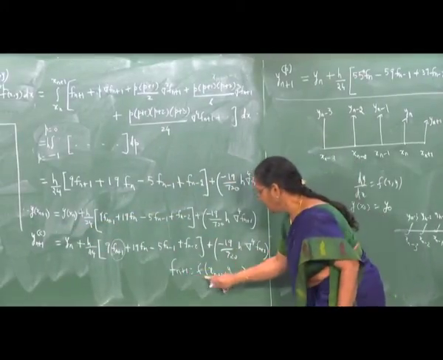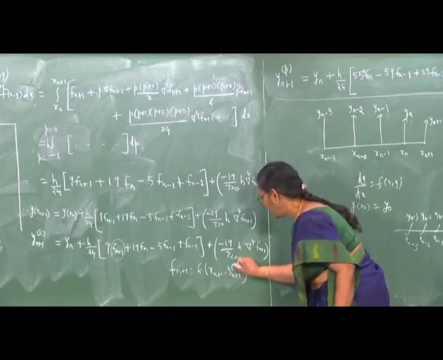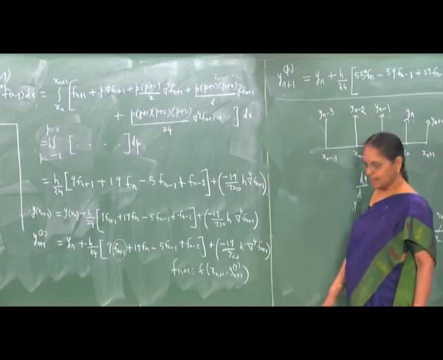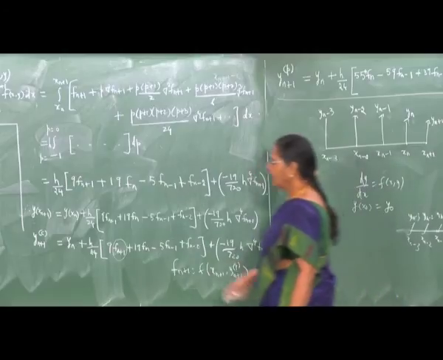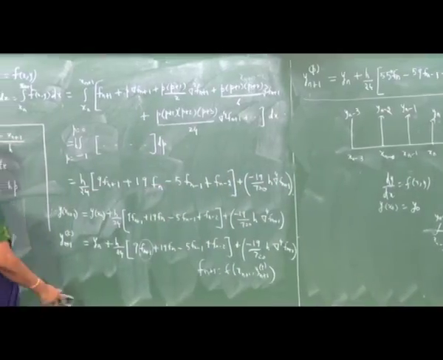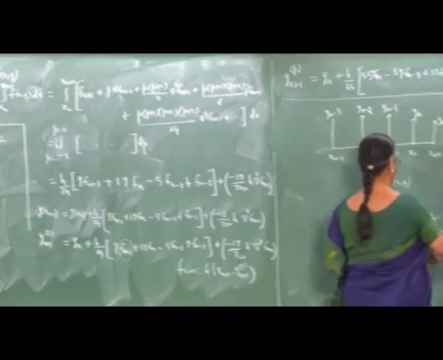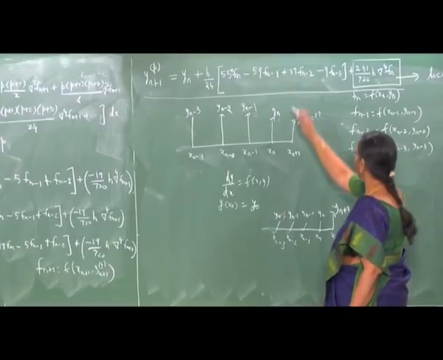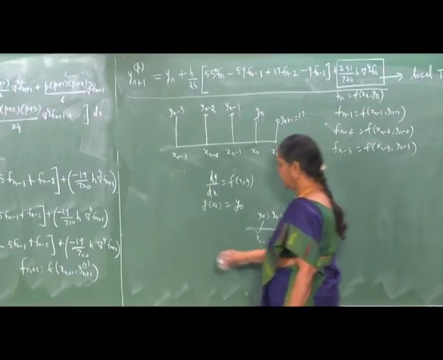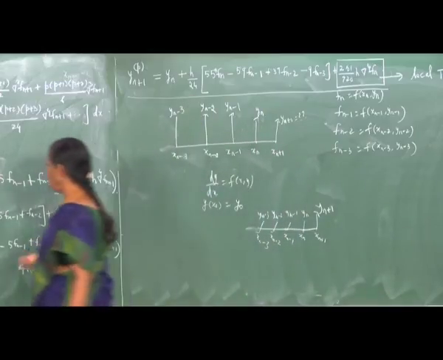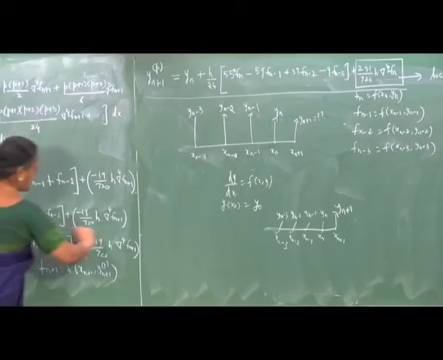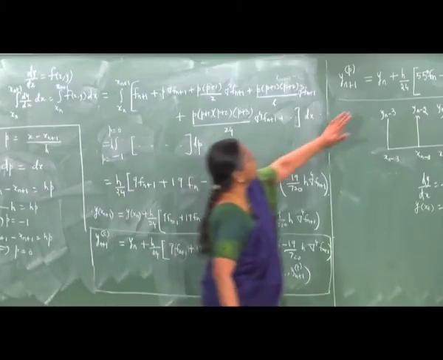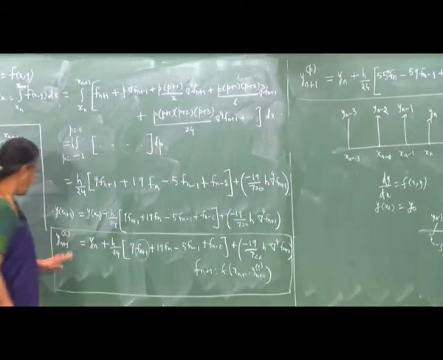So, how do I get fn plus 1? It is f of xn plus 1. This yn plus 1 is nothing but the predicted value obtained from the predictor. So, thus we have a predictor corrector pair for solving an initial value problem dy by dx is equal to f of x comma y. So, let us write down what the corrector is. This is given by yn plus 1 corrector is this expression. So, my predictor is this and my corrector is going to be this.